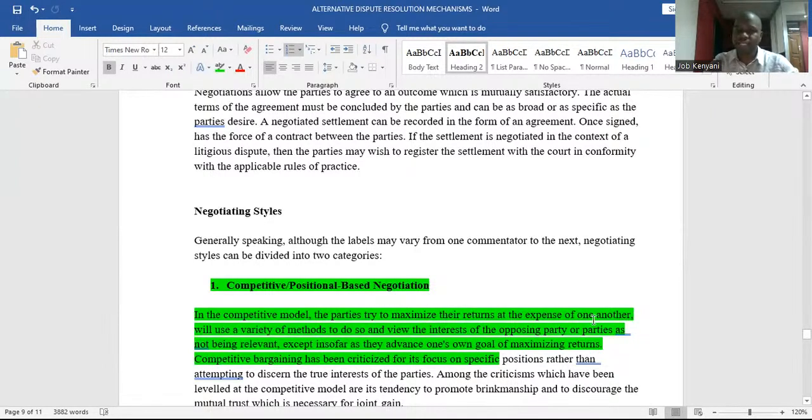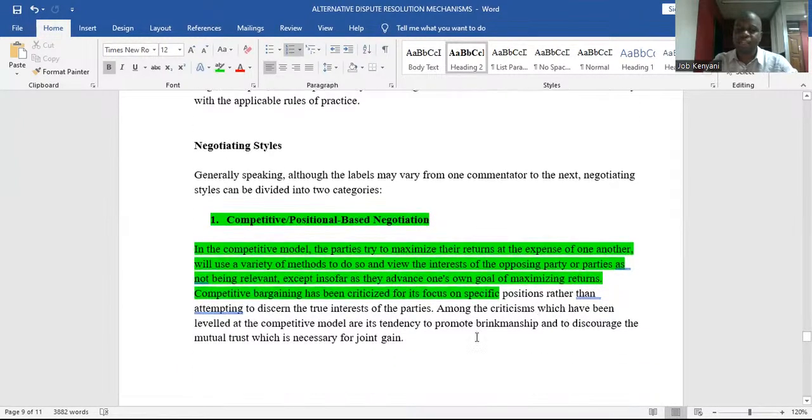In a competitive or positional approach, the parties try to maximize their returns at the expense of one another. They will use a variety of methods to do so and view the interests of the opposing party or parties as not being relevant, except insofar as they advance one's own goal of maximizing their own returns. Competitive bargaining has been criticized for its focus on specific positions rather than attempting to discern the true interests of the parties. Among the criticisms leveled at the competitive model are the tendency to promote brinkmanship and to discourage the mutual trust which is necessary for joint gain.